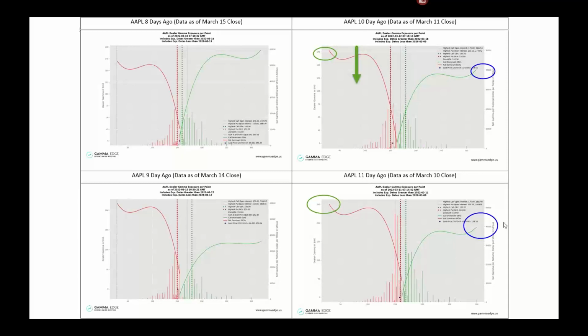The key here is that the wing chart presents the cumulative short-term gamma on both the negative side, which is red, and the positive side, which is green. Although there are units associated with the scales on the right and left here, for the purposes of this presentation, don't get caught up in the overall units.